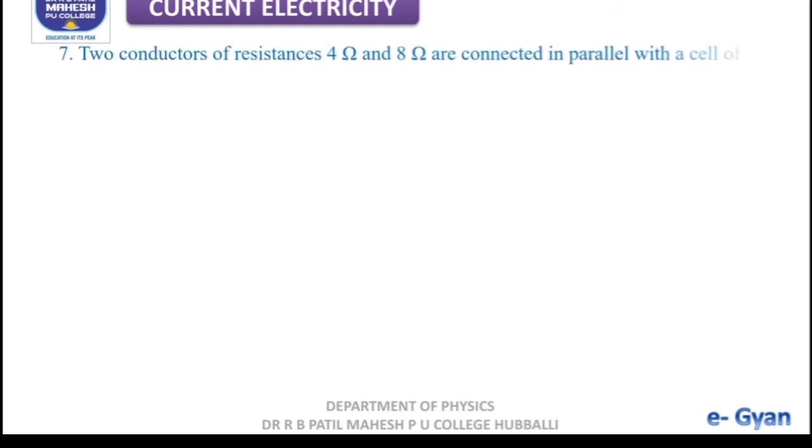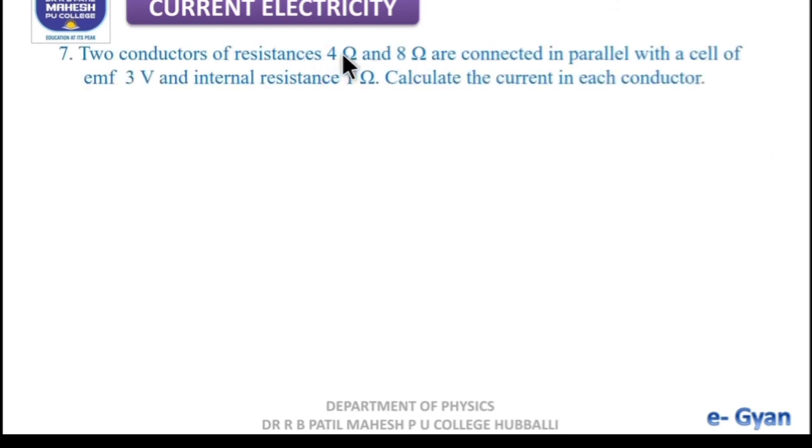Next question. Question number 7. Two conductors of resistances 4 ohm and 8 ohm are connected in parallel with a cell of EMF 3 volt and internal resistance 1 ohm. Calculate the current in each conductor. Here we have two conductors of resistance 4 ohm and 8 ohm connected in parallel with a cell of EMF 3 volt and internal resistance 1 ohm. And the question is, what is the current flowing through each conductor?